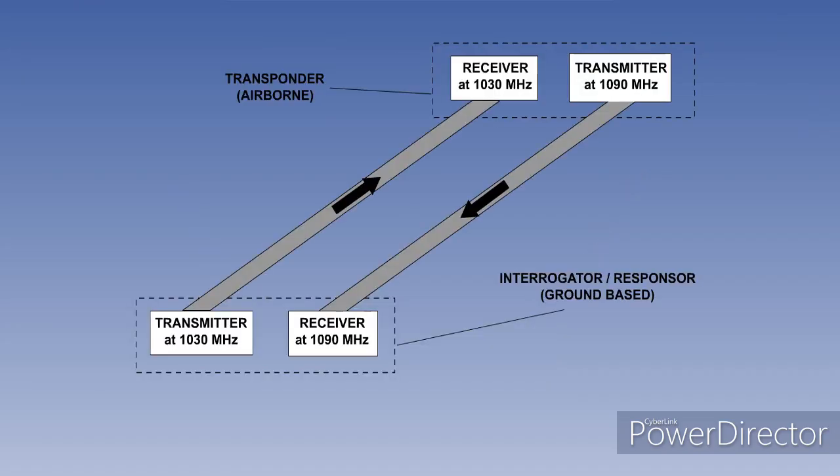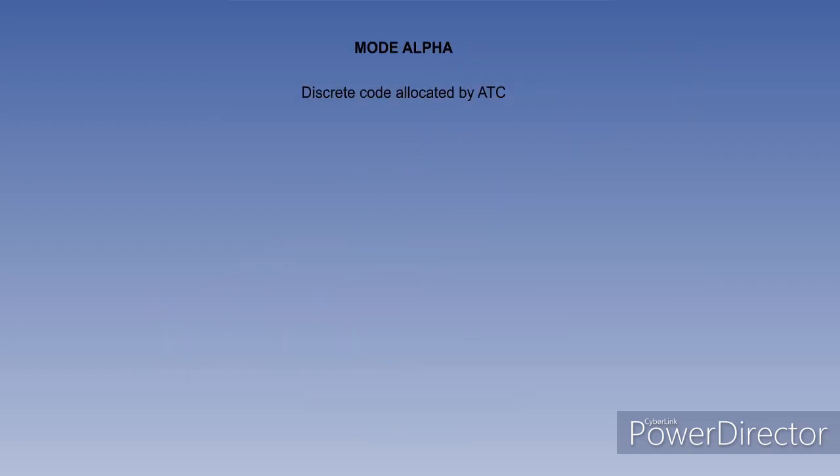In this lesson, we have seen that secondary radar works on the principle of interrogation and response. The interrogator transmits on 1030 MHz, and the transponder transmits on 1090 MHz. There is a 50 microsecond delay at the transponder, so remember to allow for this if you are asked to do any range calculations. 2 aerials are required, a rotating one for direction and a fixed one for side lobe suppression. Mode alpha is a discrete code allocated by air traffic control.